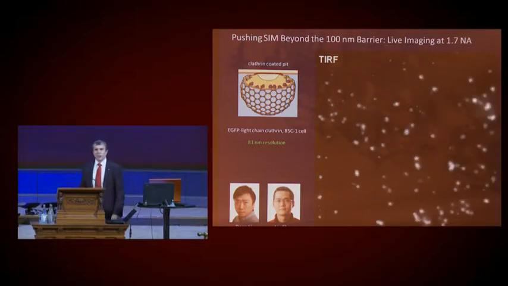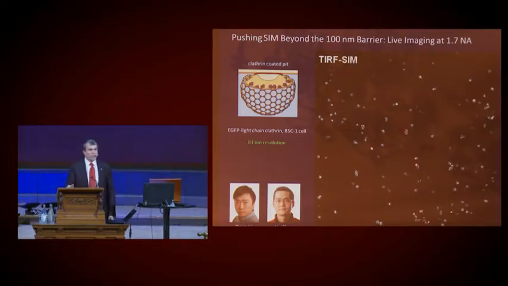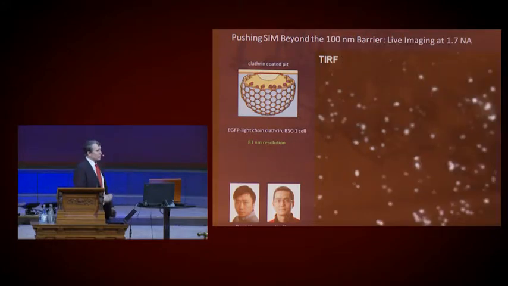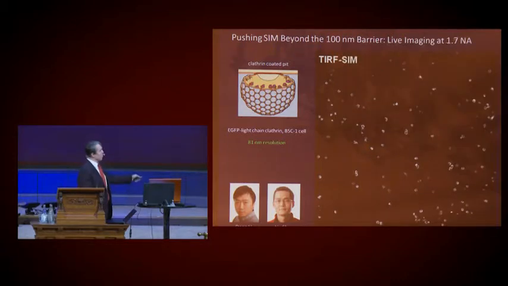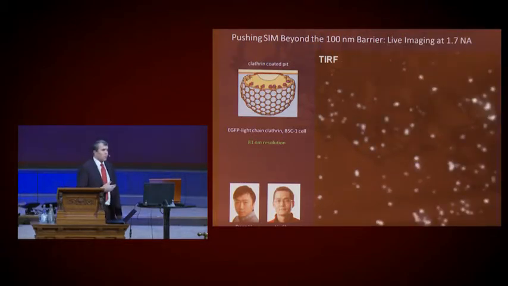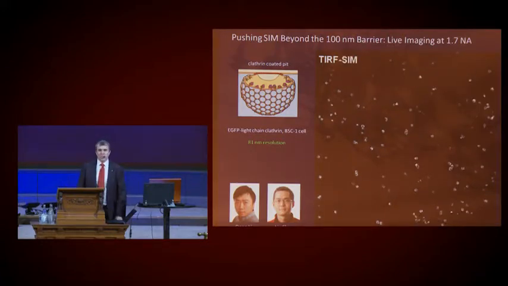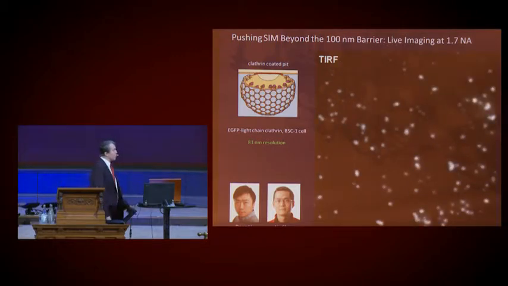So if the knock against SIM has been that it only has 100 nanometer resolution, what can we do about it? Well, the easiest and stupidest thing is not to apply the fancy tricks we've heard about already, but just increase the numerical aperture of the lens. So Olympus sells a 1.7 NA objective, which takes you down to 80 nanometer resolution, which is already in the ballpark of a lot of the data that you can get by other methods.